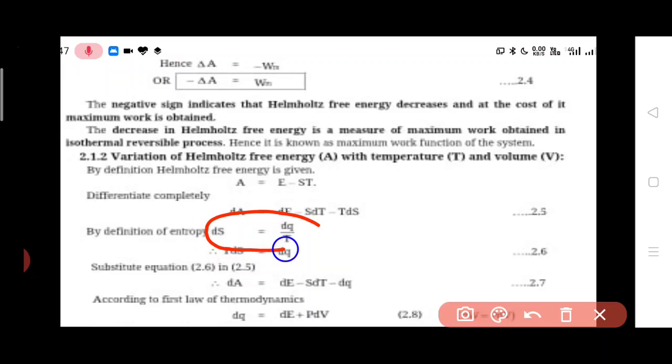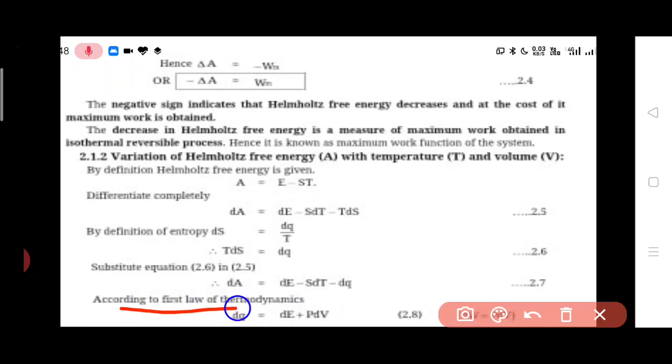That is, we have rearranged this equation. So TdS is equal to dq. Okay, see, this TdS will be equal to this dq. So we can write dq at the place of this TdS, while the remaining equation will be written the same. So dA is equal to dE minus S dT minus dq.